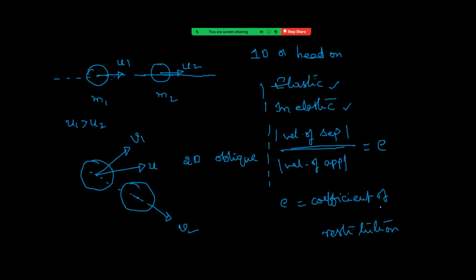It is known as coefficient of restitution. Means for the colliding bodies, the modulus of velocity of separation to the modulus of velocity of approach is a constant, and that constant is called the coefficient of restitution. Its value is 1. E value is 1 for elastic collision.